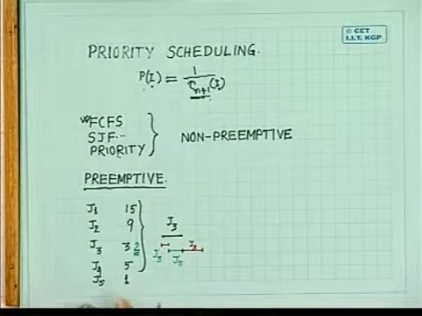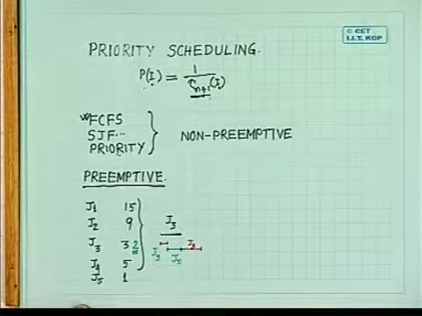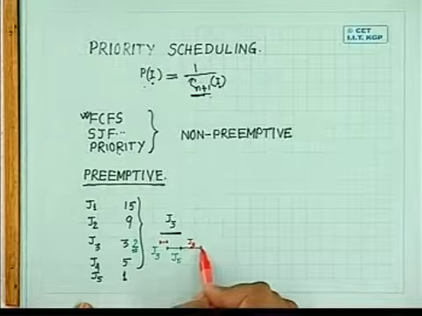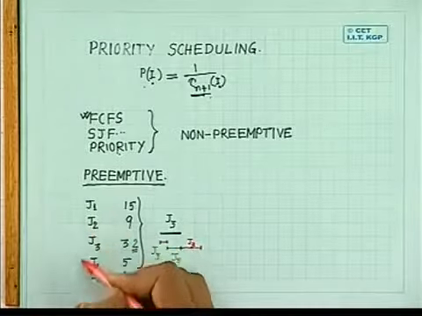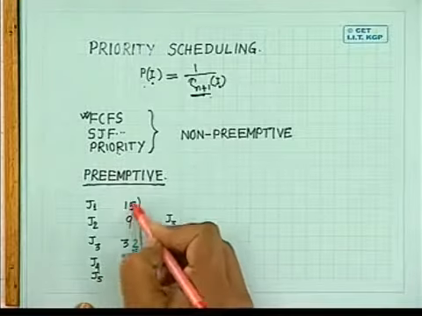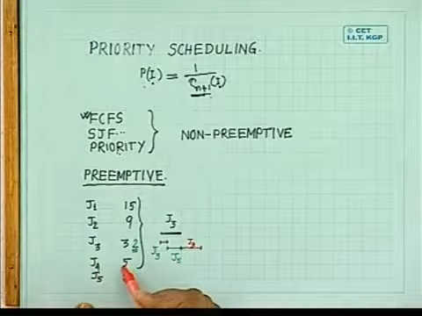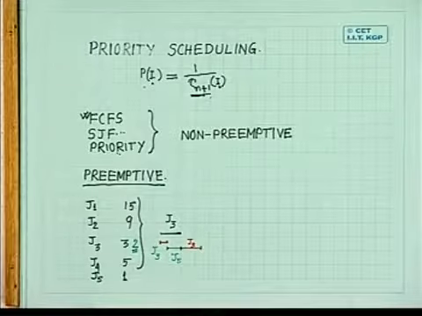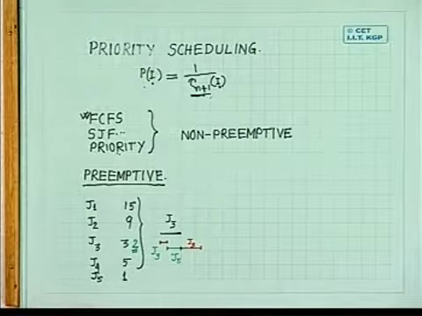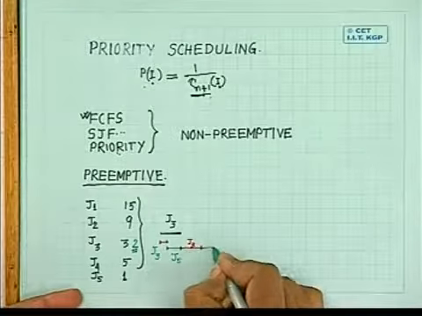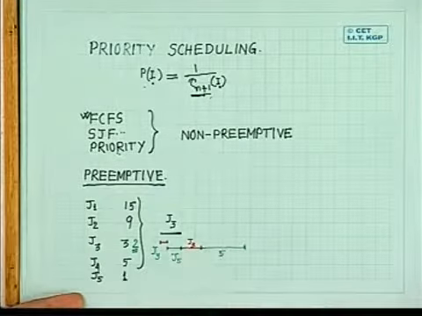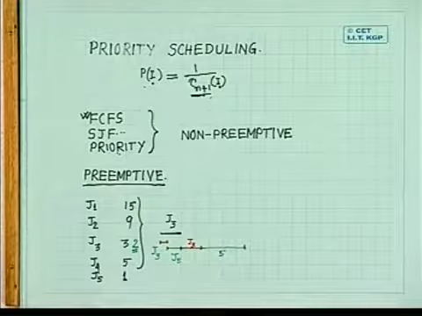Now, in between, if no other job arrives in the ready queue, then after completion of job J3, I have to check the ready queue, and within the ready queue I have job J4, which requires 5 time units. So, at the end of J3, job J4 will be given to the CPU for execution, and it will be executed for 5 time units, assuming that no other jobs arrive in the ready queue.